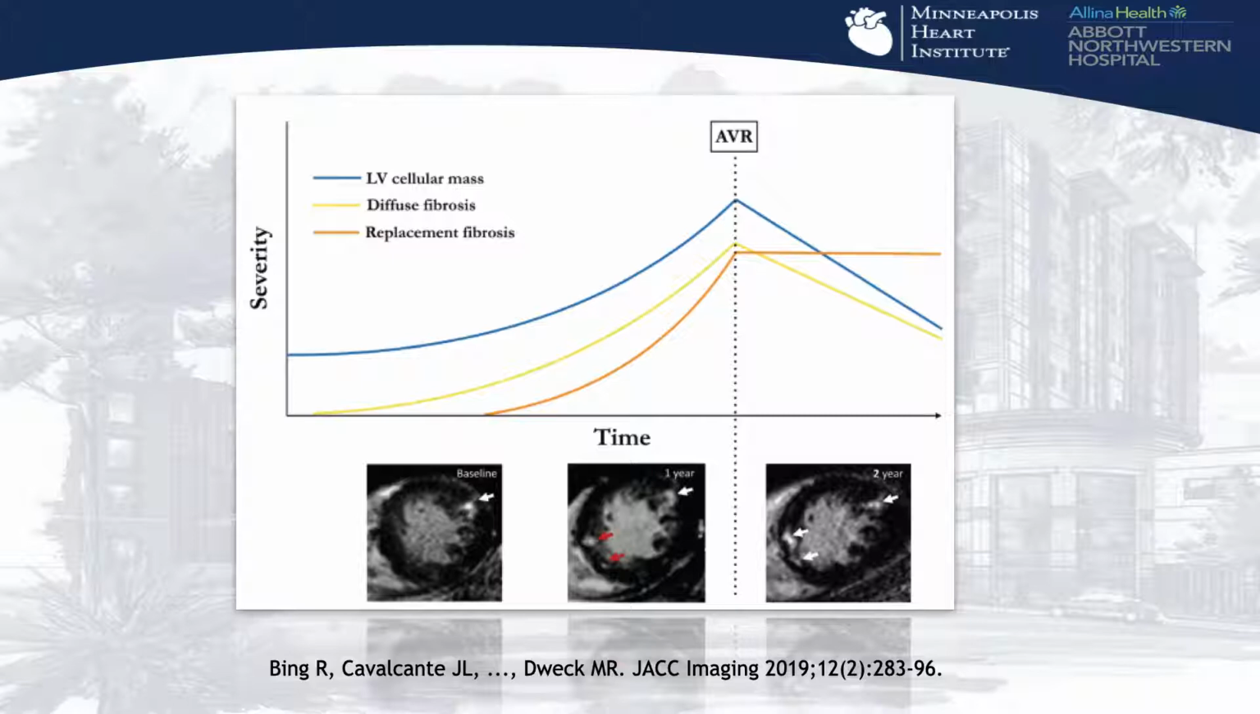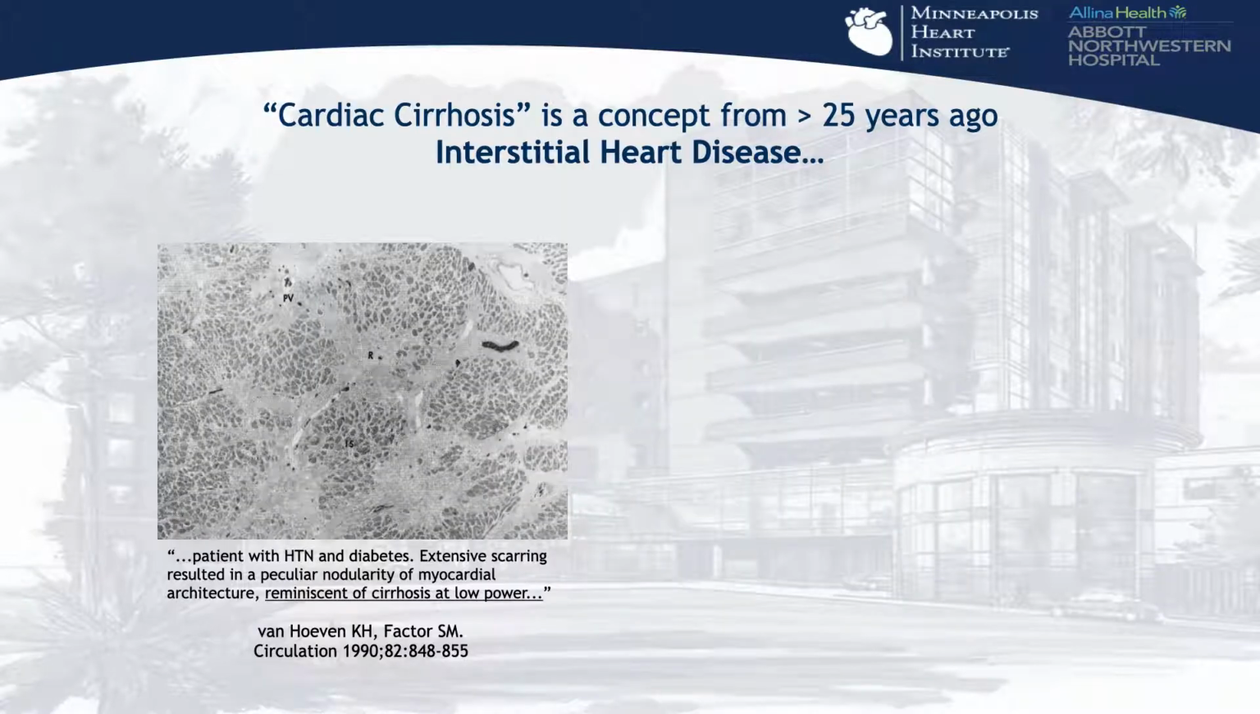This is a paper that we had the chance to write together, showing that as the aortic stenosis progresses here on the x-axis, the cellular hypertrophy takes place, this diffuse fibrosis starts to creep up, and then further later on the replacement fibrosis. And if we keep watching, this replacement fibrosis will grow over time. Once AVR is done, it actually will reverse some of this hypertrophy by relieving the afterload. The cell mass will regress, and the diffuse fibrosis, but that scar is not going to go away. What we're talking about here is this concept of cardiac cirrhosis.